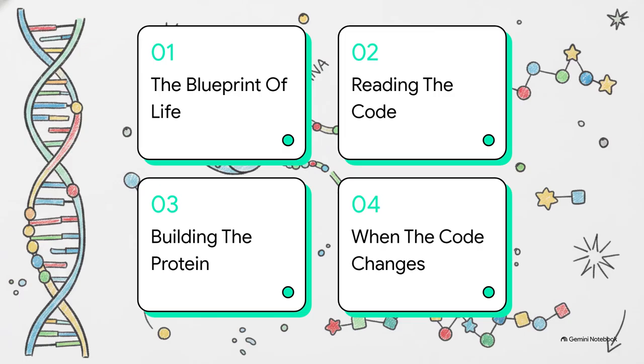Here is a quick roadmap for our factory tour. We'll kick things off with Section 1, the blueprint of life. Then in Section 2, we're going to look at reading the genetic code. Section 3 will be all about building the final protein, and finally, Section 4 will explore what happens when the code changes. Let's get right into it.